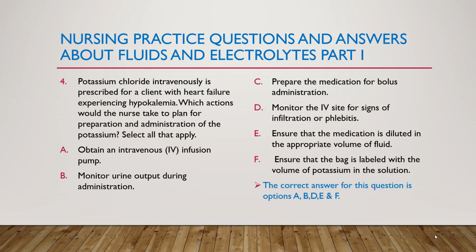So the correct answer for this question is options A, obtain an intravenous infusion pump. Option B, monitor urine output during administration. Option D, monitor the IV site for signs of infiltration or phlebitis. Option E, ensure that the medication is diluted in the appropriate volume of fluid. And finally, option F, ensure that the bag is labeled with the volume of potassium in the solution. Now let's move to the rationale.